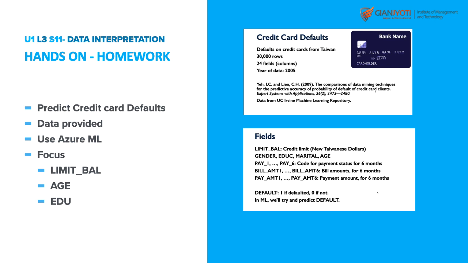And then they have the data for the last 6 months, pay 1, pay 2, and so on up to pay 6. These are the 6 months of data. Like for the first month, what has been the bill amount and what has been the payment amount. That means how much was the payment due and how much the customer has paid. If they have defaulted, the default value is 1. If they have not, it is 0.